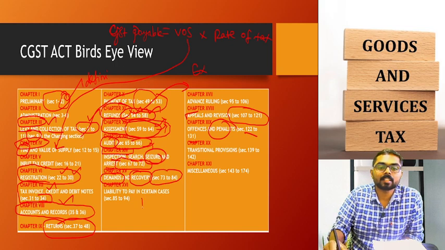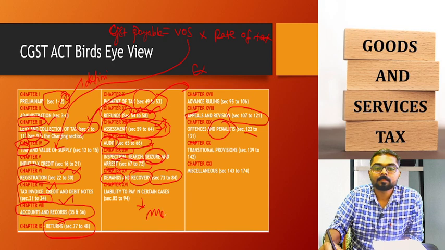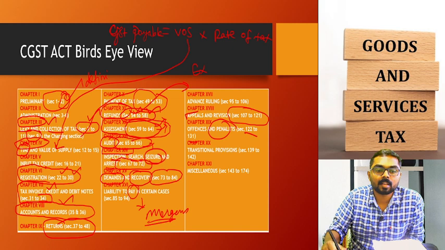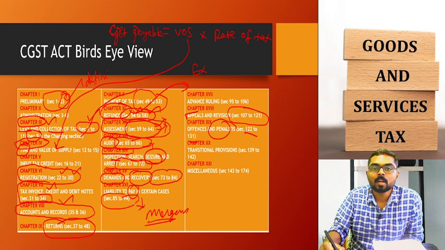Liability to pay in certain cases, which means during merger or closure of business, at that point of time how to pay the tax, they have mentioned in section 85 to 94.